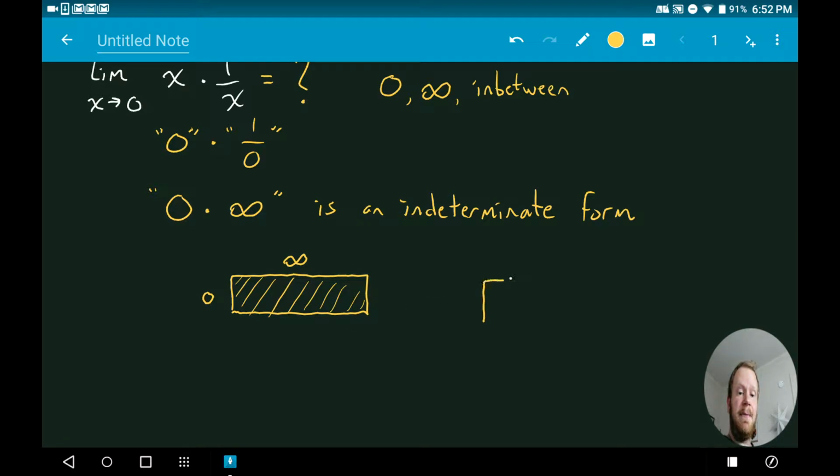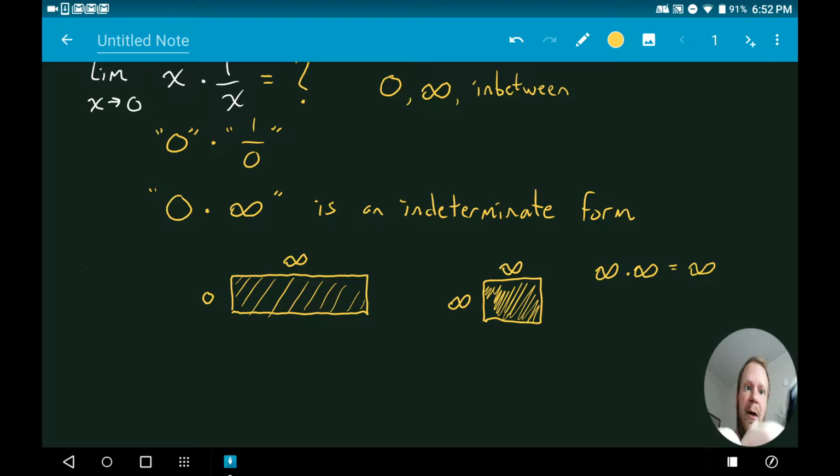That's what makes this an indeterminate form. Something like infinity times infinity, all right? Infinity times infinity, that's not an indeterminate form. That's just equal to infinity, as a concept. So we don't always have to play these games where we have them compete. But 0 times infinity is one of those indeterminate forms.